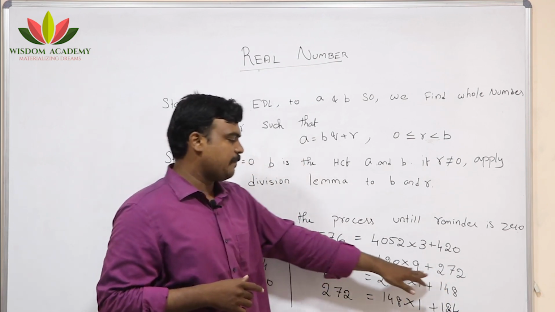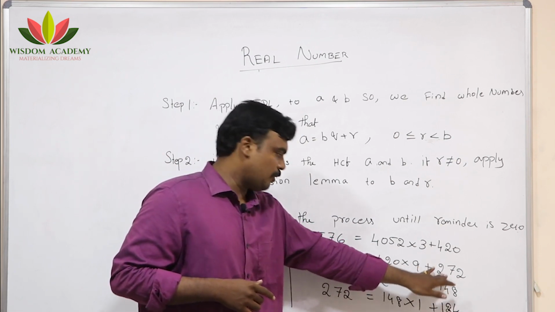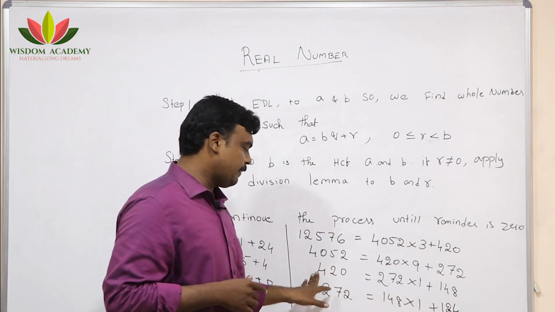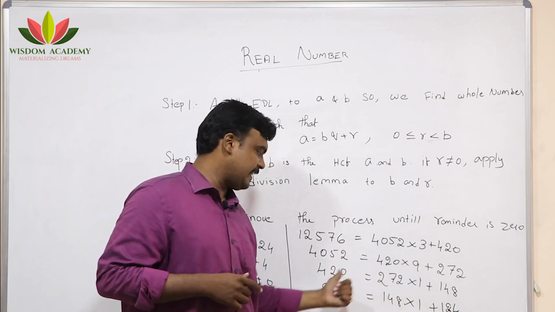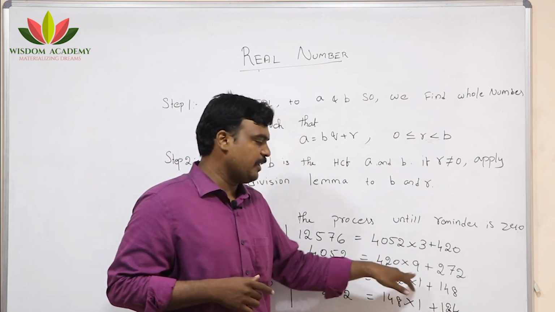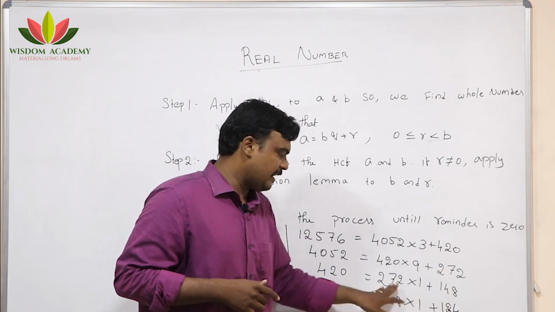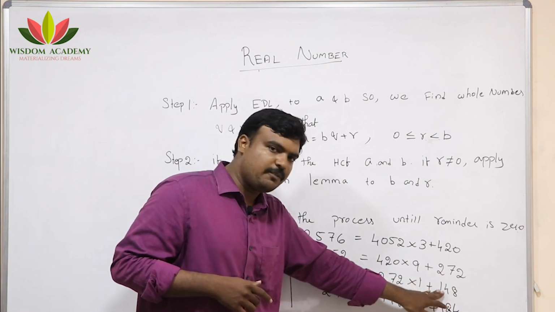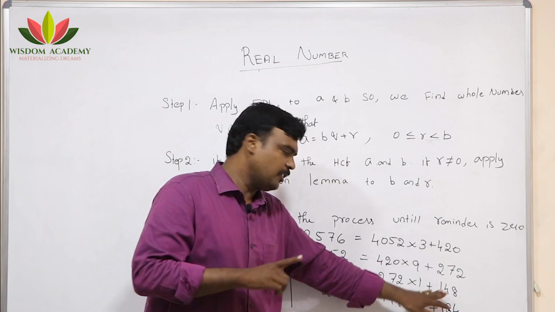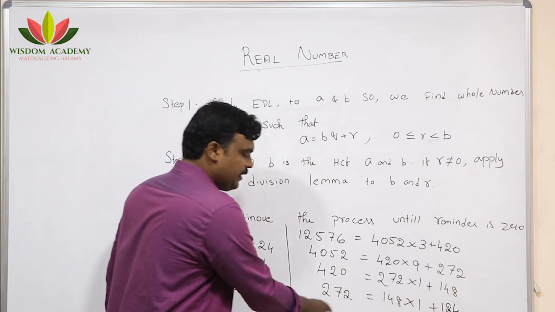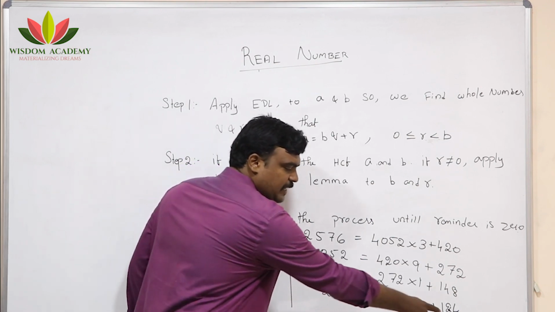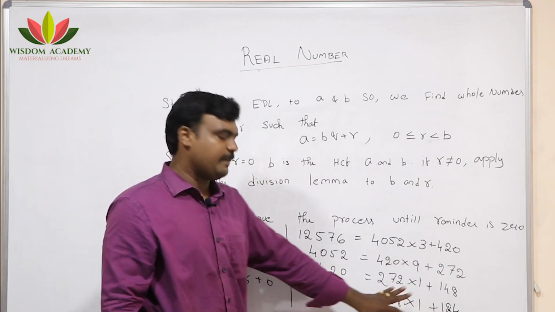Now once again I will check my remainder. My remainder is not 0. So once again I am going for it. For 420 and 272, I will apply like this: 420 is equal to 272 into 1 plus 148. If I divide this, I will get the remainder as 148. Once again my remainder is not 0. So I am going to continue for 272 and 148. 272 can be written as 148 into 1 plus 124. Now once again my remainder is not 0.